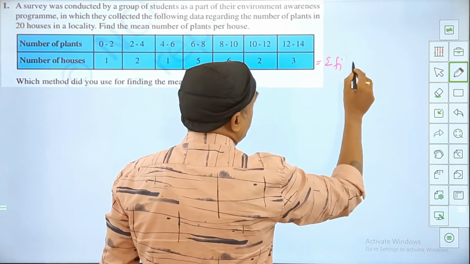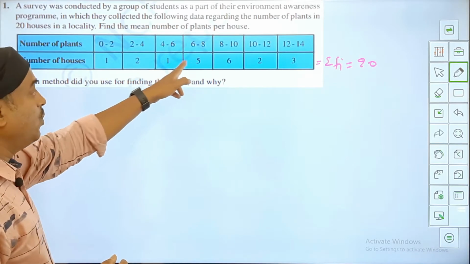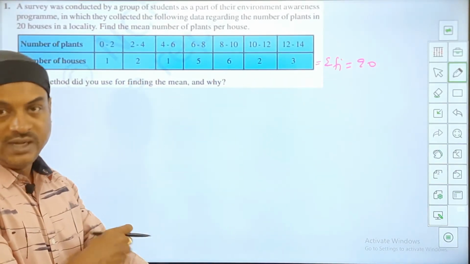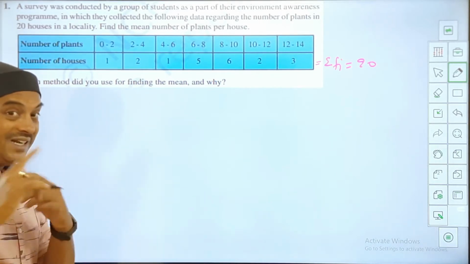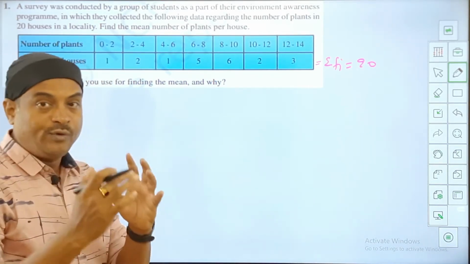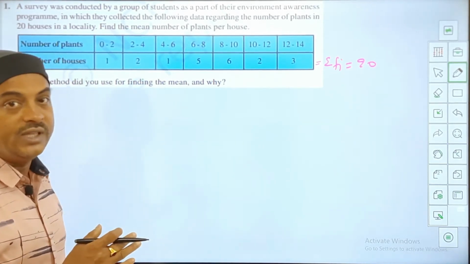So summation of Fi here is 20. You can see 1, 3, 4, 9, 15, 17 and 20. So the summation is 20 coming out here. Now the presentation is very important. For that, what we do, we have to convert this table into a vertical table for us. Okay, so let us start doing that.